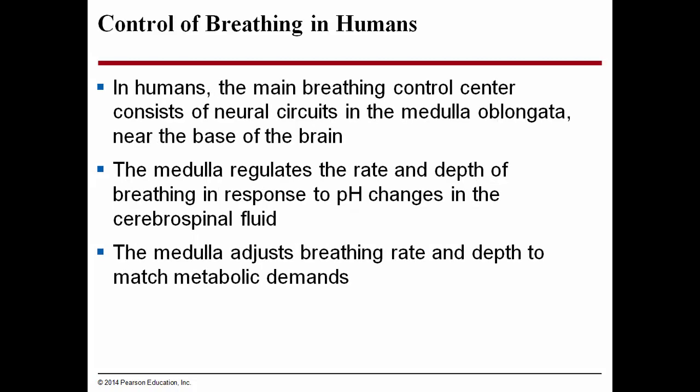In humans, the main breathing control center consists of neural circuits in the medulla oblongata, near the base of the brain. The medulla regulates the rate and depth of breathing in response to pH changes in the cerebrospinal fluid. The medulla adjusts breathing rate and depth to match metabolic demands.